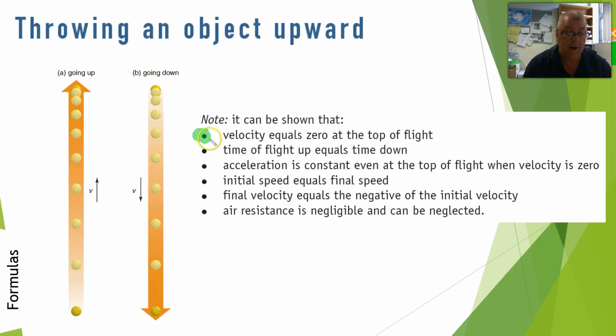That's very useful, because sometimes we want to divide this flight into two sections, the going up section and the going down section, and we'll talk about that later in the next example. Now the time of flight up equals the time of flight down. So it takes as long for the ball to slow down to the instant it stops as it does to then fall back to its starting position.